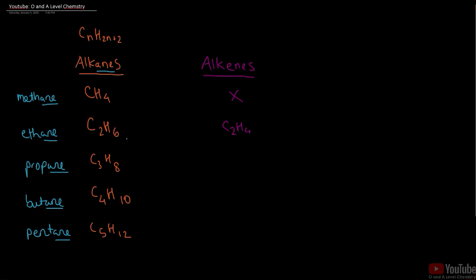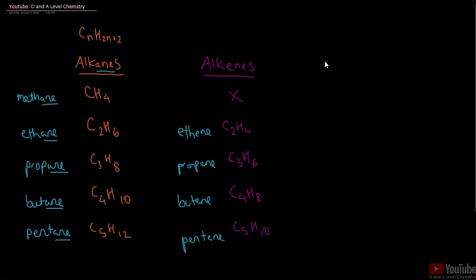So what you would have is C2H4, which is going to be called ethene, and C3H6, C4H8, C5H10. So likewise, the names are going to be ethene, propene, butene, and pentene. So I'm just giving you the basics at the moment, and we'll probably move on to something else. So let me choose a different color.